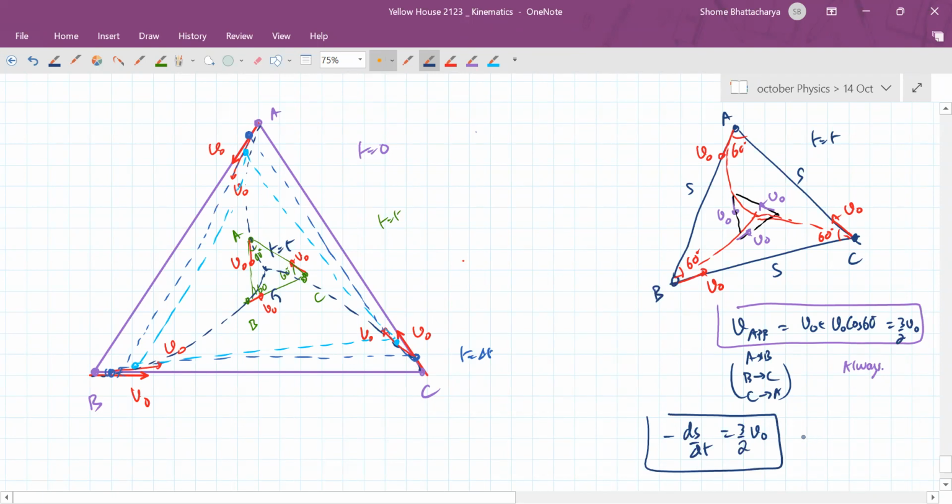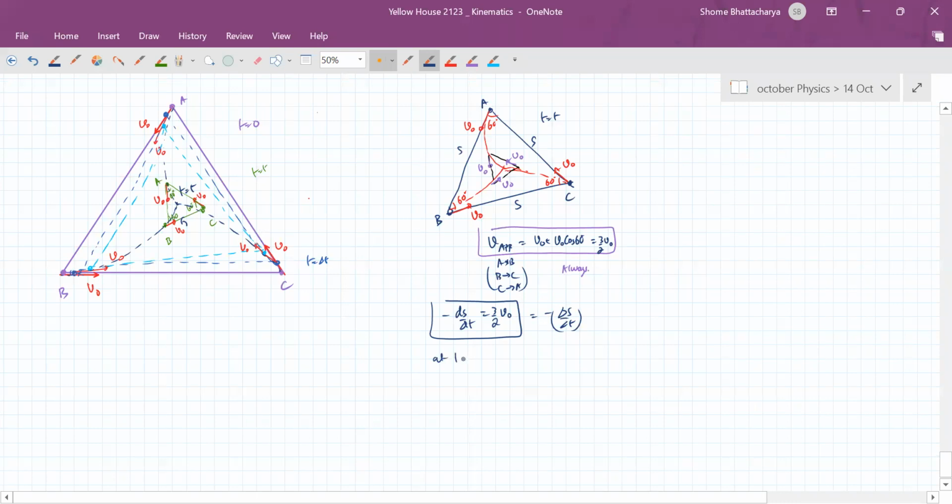So when this is a constant, this can also be written as minus of delta s by delta t. So at t equal to 0, the distance between them is L, and at some time t, if you want to calculate, the distance between them is 0. So from here to here, the change in distance is minus L, and the change in time is t. So you can see that L by t should be this approach velocity. So the time at which they collide should become 2L by 3 v0.